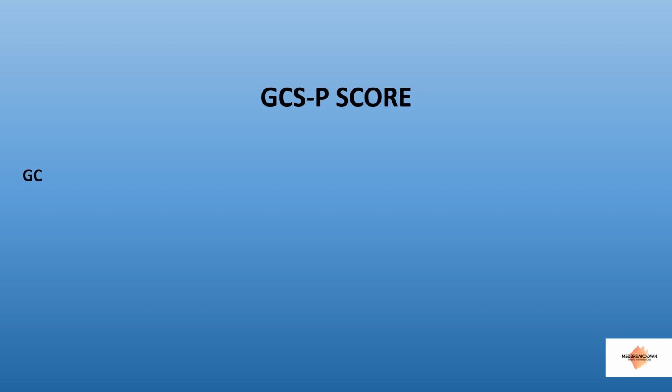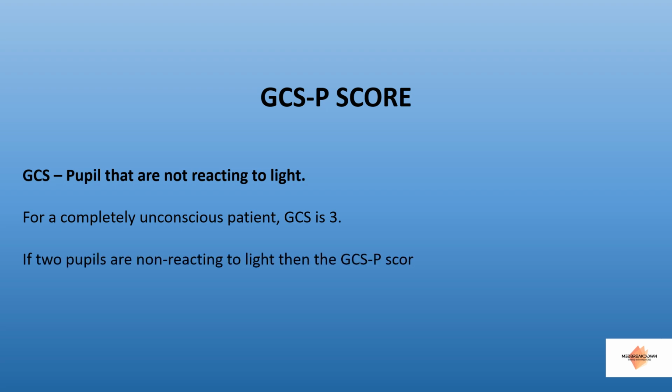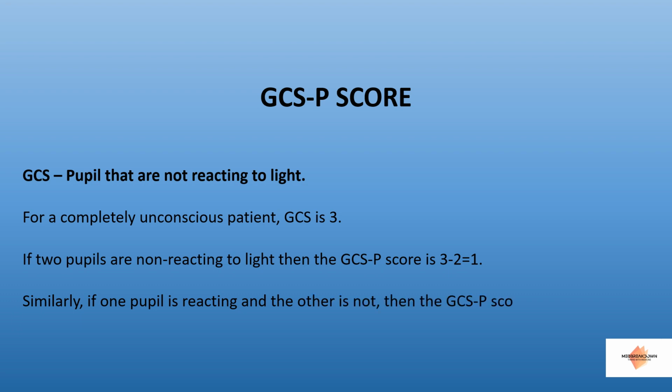GCSP score. GCS minus pupil that are not reacting to light. For a completely unconscious patient, GCS is 3. If 2 pupils are non-reacting to light, then the GCSP score is 3 minus 2 is equal to 1. Similarly, if one pupil is reacting and the other is not, then the GCSP score would be 3 minus 1 is equal to 2.